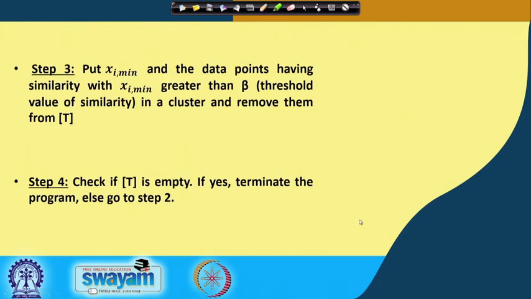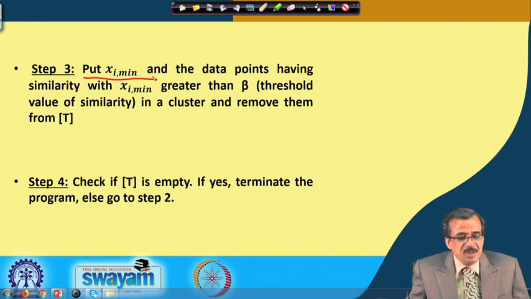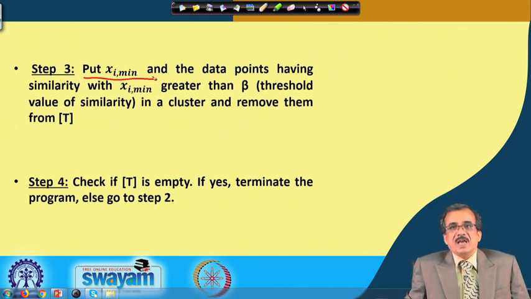And once you have got that particular cluster center, in step 3 what we do is we put x_i minimum and the data points having similarity with x_i minimum greater than beta, where beta is nothing but the threshold value of similarity.